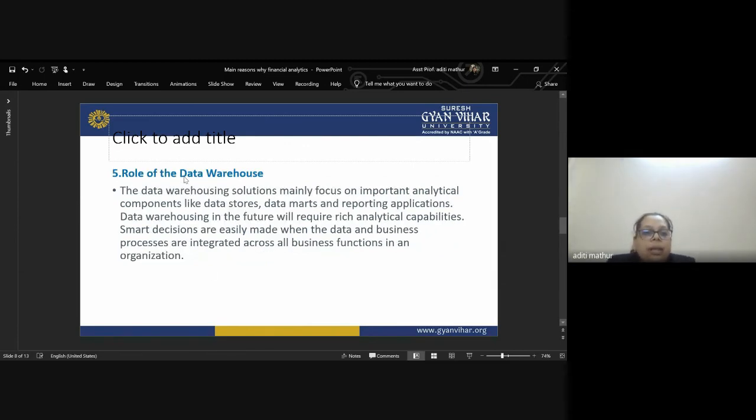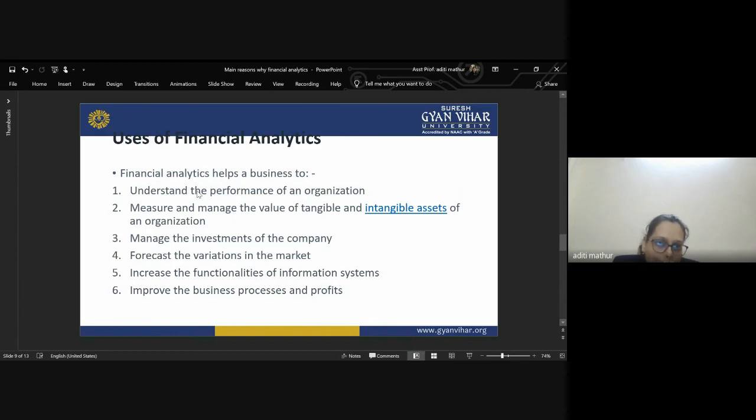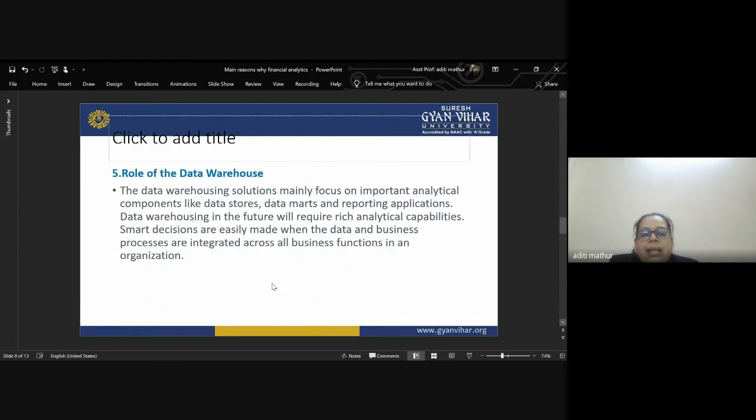The fifth one is the role of data warehouse, which we have discussed, previous slide में pointers में थे, इनको explain किया मैंने. In next class we will continue with the uses, that how we use or what are the other different types of the use of the financial analytics. Till this point, any doubt, please discuss with me or share with me. Any doubt, any question which is coming up into your mind right now?